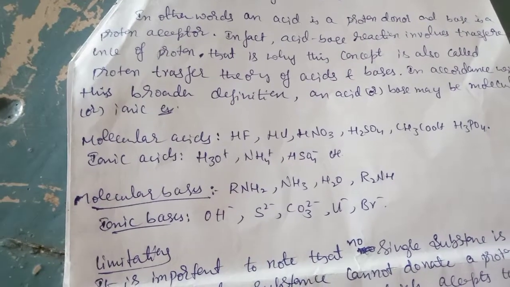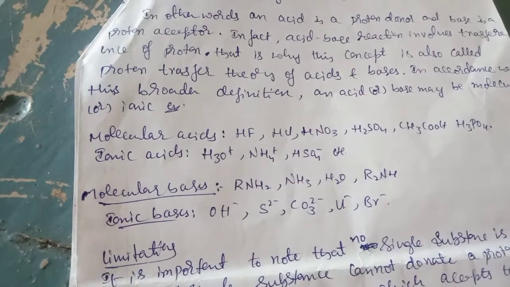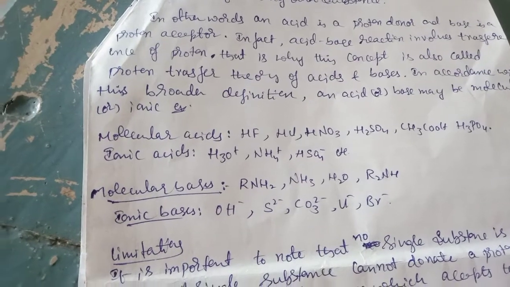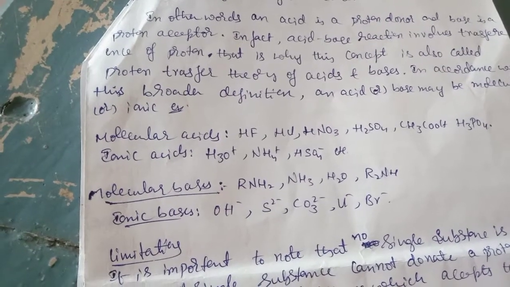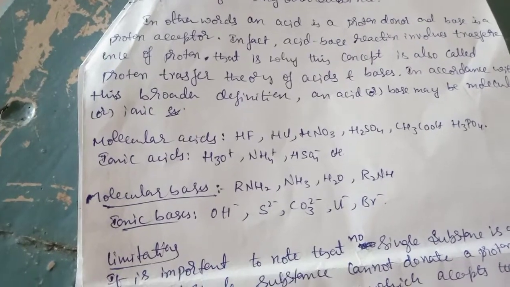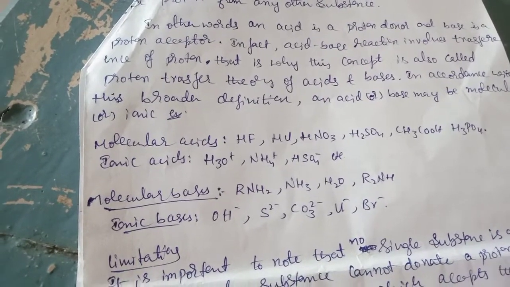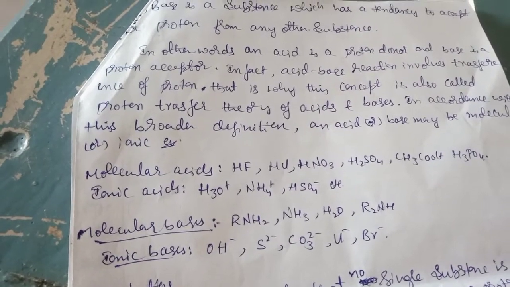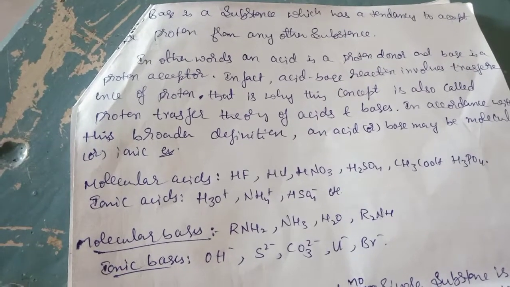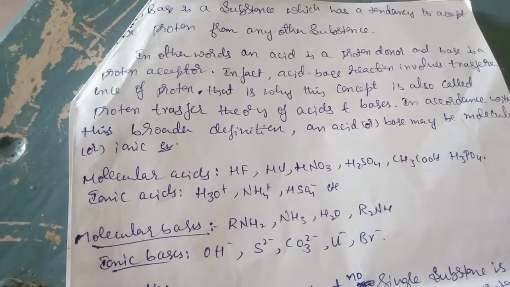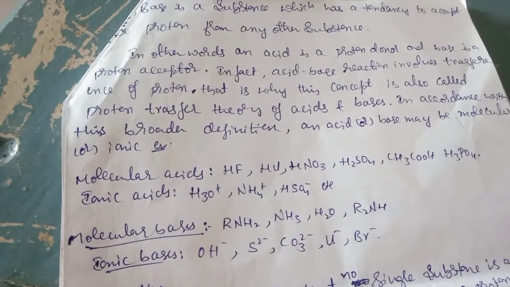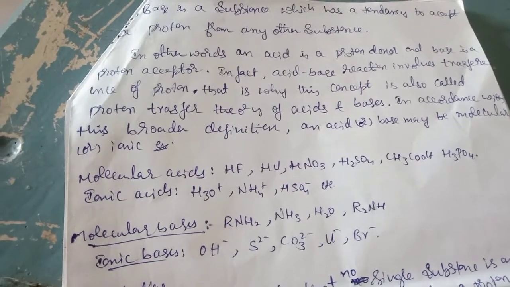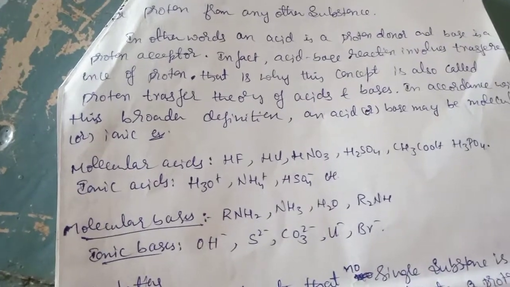Similarly, we can take examples of molecular bases: RNH2, a primary amine, NH3 is an example of molecular bases. In a similar way, water and R2NH are examples of molecular bases. In the same way, there are ionic bases, which contain a negative charge. So OH minus ion, S2 minus, CO3 2 minus, Cl minus and Br minus. These are some examples.